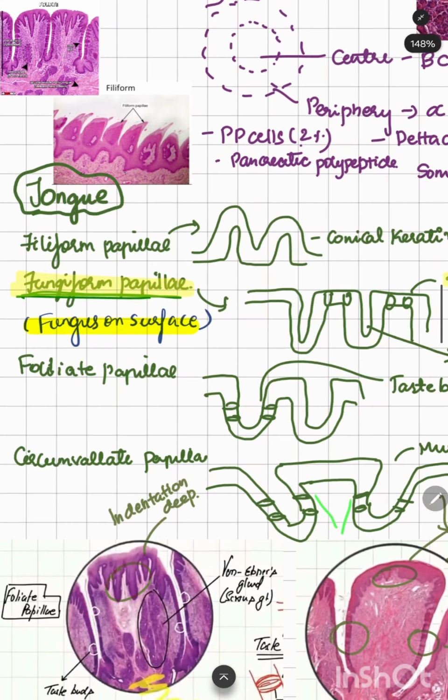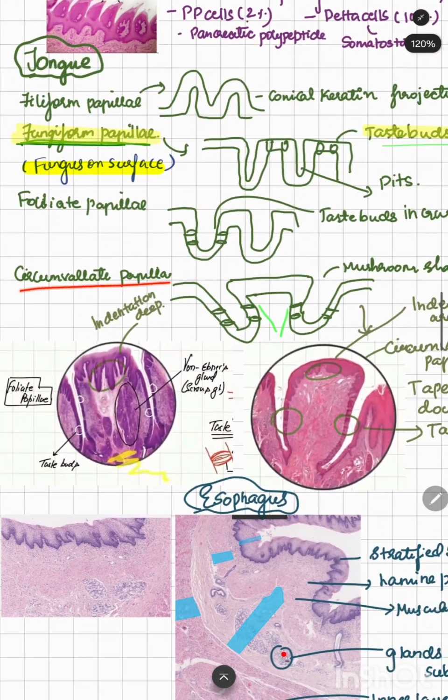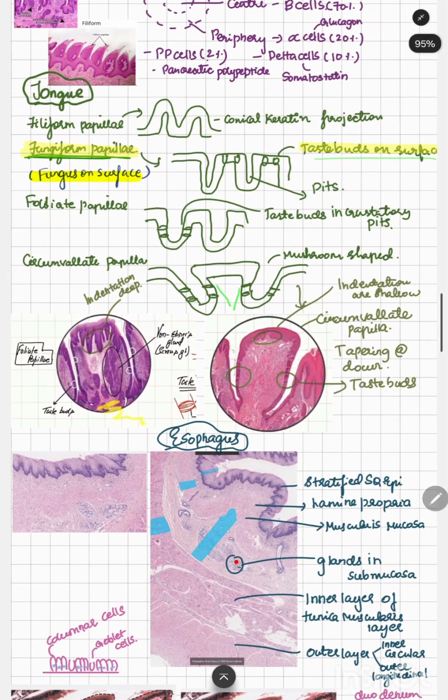Now, the last one is circumvallate papillae, which is the largest kind of papillae, which is mushroom shaped. Another way to remember is when you extend it down, it kind of has a conical projection downwards. Okay. And again, the taste buds are found on the sides. It is the largest papillae, and this is found anterior to the sulcus terminalis of the tongue.